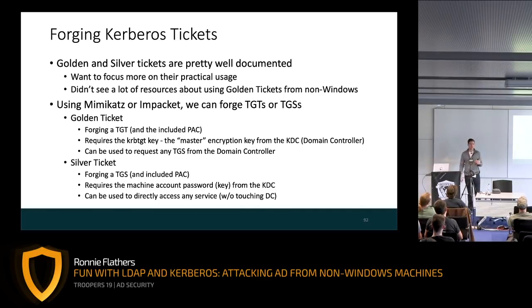To forge a golden ticket, we need the master encryption key that's used by the domain controller to encrypt all the Kerberos responses. And that's an account called KRBTGT. For the silver ticket, we don't need that. But we do need the encryption key for the machine that we're trying to access, so the SPN owner. They have their own password hash or encryption key.